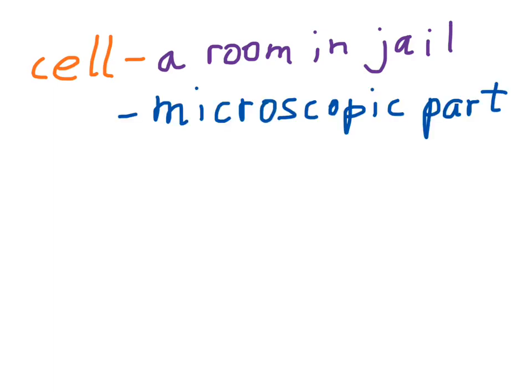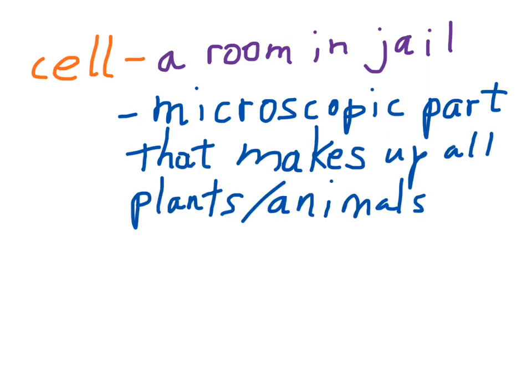Cell is another one with two meanings. One of them is a cell is a room in jail or prison. If you're in jail or prison, you're in a cell. The other meaning is more scientific. You have to understand science a little bit to get this one, but it's a microscopic part. And microscopic means you can only see it with a microscope. It's super, super tiny. But it's the part that makes up all animals and plants.